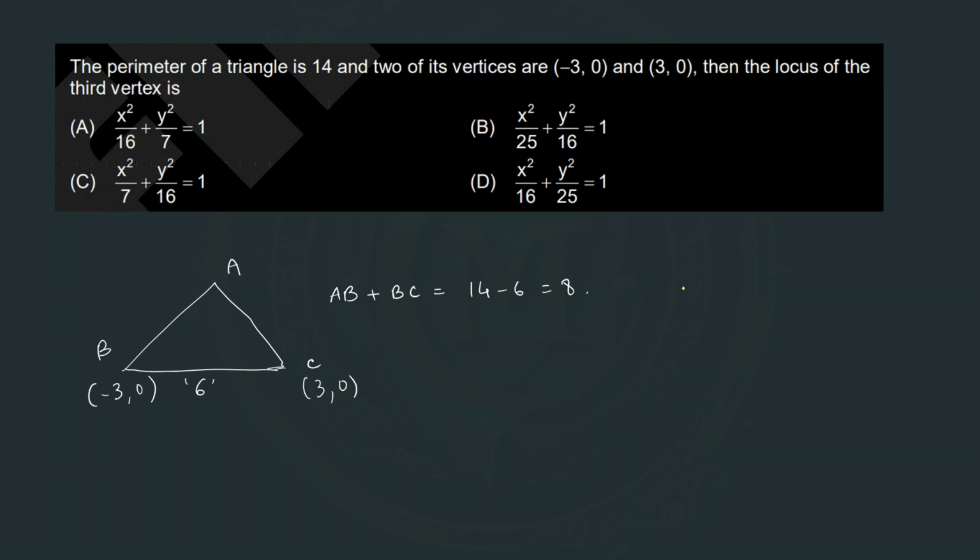We have to recall an important property for conic sections. That is, let's say if F1 and F2 are two foci of the ellipse, then for any point P lying on the ellipse, we have PF1 plus PF2 equal to some constant, which is equal to the length of the major axis of the ellipse. So 2a.